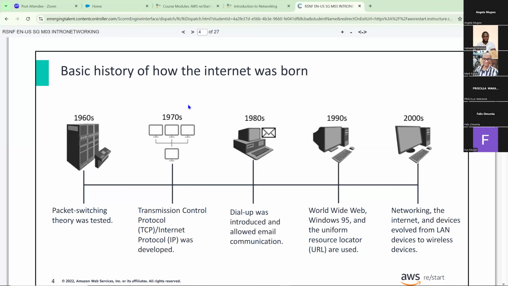packet switching. So packet switching as a theory was tested back in the 1960s. And then after that, we moved on to the 1970s, where something new was introduced called the TCP/IP protocol that we currently use to date. The Transmission Control Protocol and the Internet Protocol that we use were developed back in the 1970s.